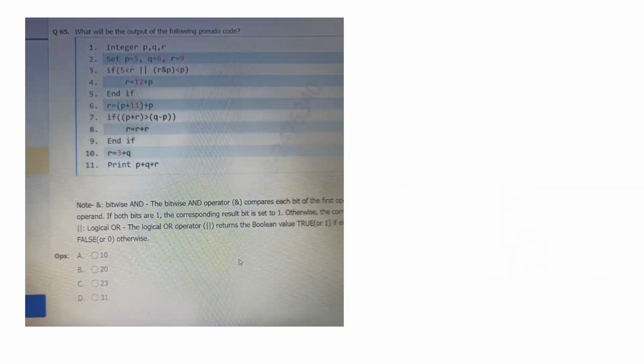So this is the last question for this video that we'll be discussing. So let's understand this as well. Here we have P, Q, R. P is 5, Q is 6, and R is 9. So is 5 less than R? 5 less than 9, the condition is true.